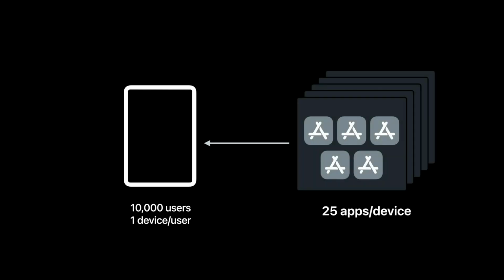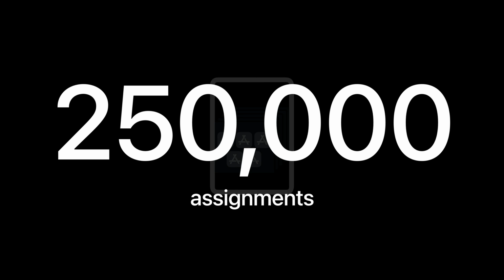Let's look at how this all comes together to make for a great new apps and books management experience. Say there's an organization that you manage with 10,000 users, each with their own device. And you're asked to assign 25 apps that are critical for their daily tasks to each device. You're looking at performing 250,000 assignments. Let's look at how you would have done this previously.